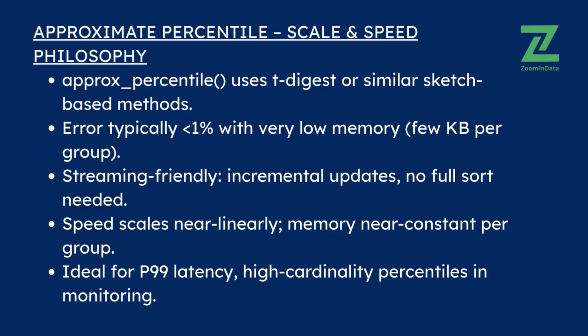Approximately_percentile uses tdigest or similar sketch-based methods. Error is typically under 1% with very low memory, just a few kilobytes per group. It's streaming friendly, updates incrementally as data arrives, no need for full sort or holding all values. Speed scales near linearly with row count, memory stays near constant regardless of data size. This makes it ideal for high cardinality percentiles like P99 latency across thousands of servers or daily user session durations.